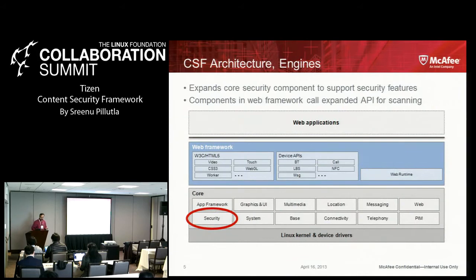Just a little bit of explanation about that. It is the security component within the core of the Tizen stack that is expanded to include the content security framework. That is what helps in providing the security features, which are exposed as APIs, where the higher level framework or the applications can call these APIs to do the scanning. But as I was mentioning, it uses the engines provided by the security vendors to do the actual scanning.